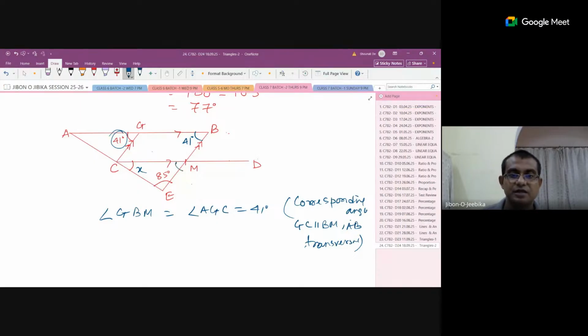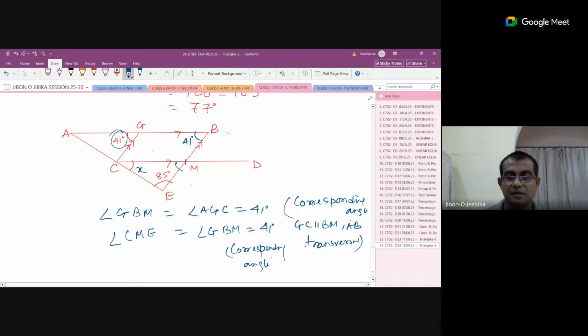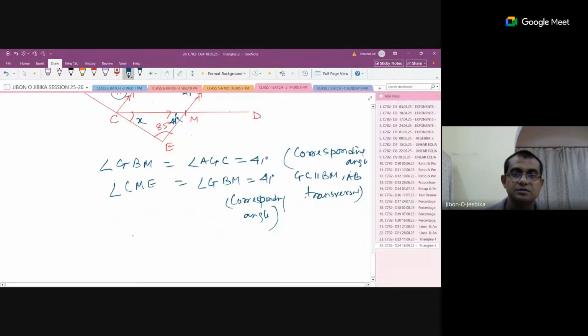We have, this is 41 degree. Angle CME is equal to angle GBM is equal to 41 degree. এটাও হচ্ছে corresponding angle. কেন corresponding angle? কারণ AB is parallel to CD and B is transversal. তাহলে এটাও হয়ে গেল 41 ডিগ্রি। তাহলে অঙ্কটা আর কিছু রইল না। তো সিম্পল সাম, কেন পারছো না তোমরা?